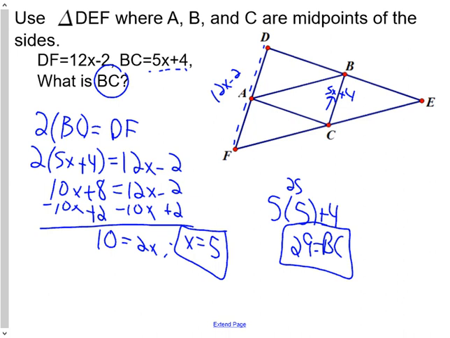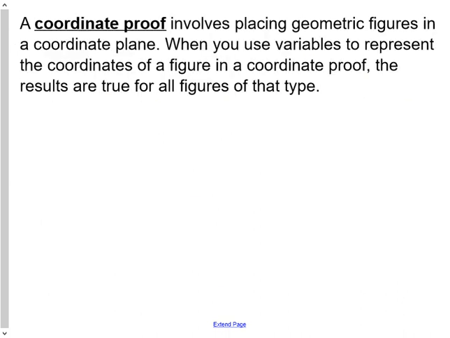Moving on to coordinate proofs. Coordinate proofs are exactly what it sounds like. We are doing proofs using the coordinate system. Now, what type of proofs could be done with the coordinate system? Right? We could find midpoint. We could find slope. We could prove things are parallel. We could prove things are perpendicular.